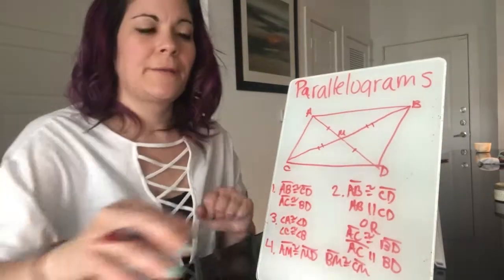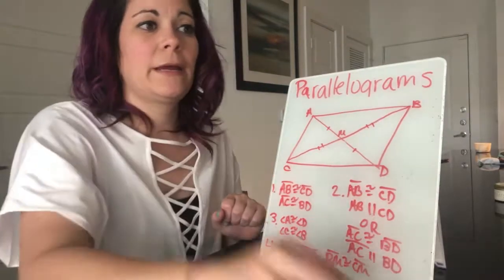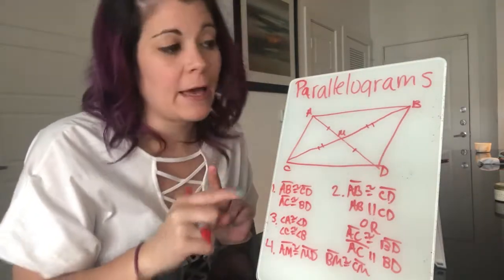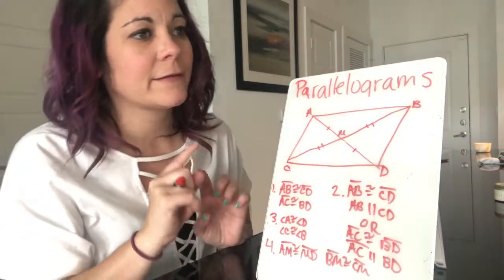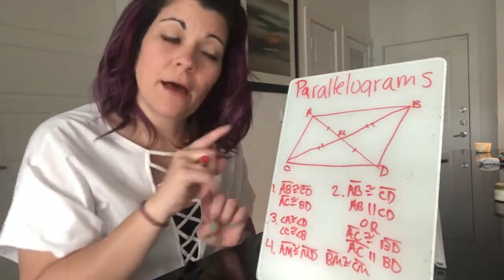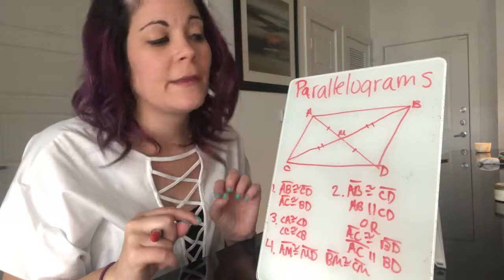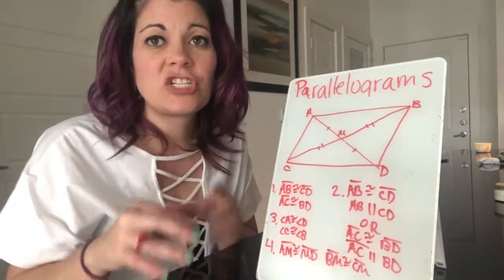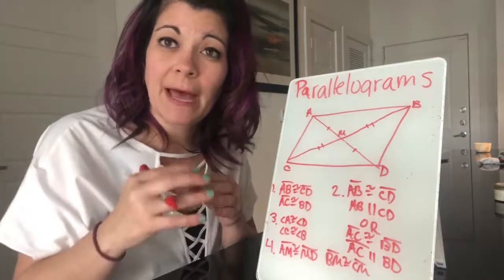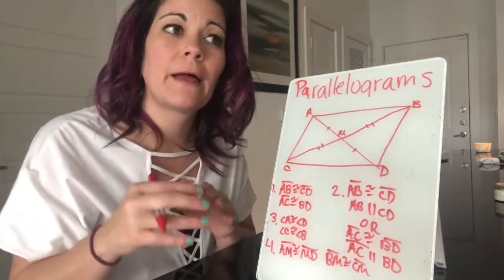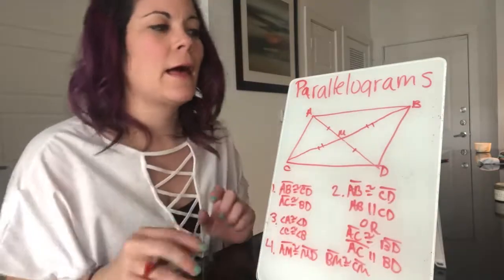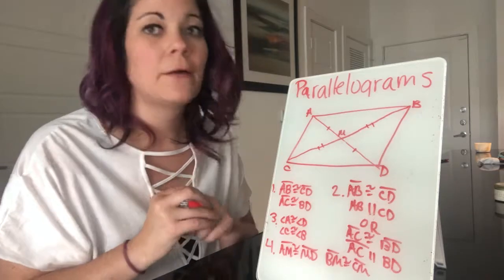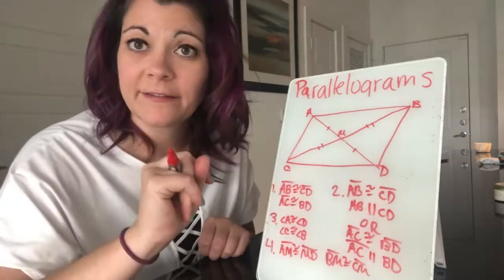Okay, so here are 5 ways to prove that it is a parallelogram. If we can prove that both pairs of opposite sides are parallel, then we can say that it is a parallelogram. And the reason why, it's not a theorem, that is just a parallelogram by definition. If we go back to the beginning of the video, we said it is a parallelogram if both pairs of opposite sides are parallel. So you can prove that it's a parallelogram by using its definition.